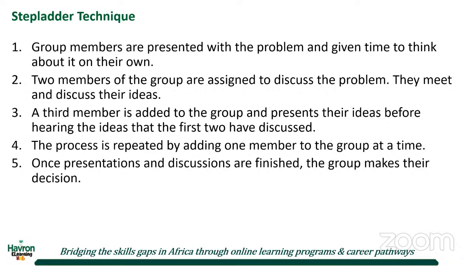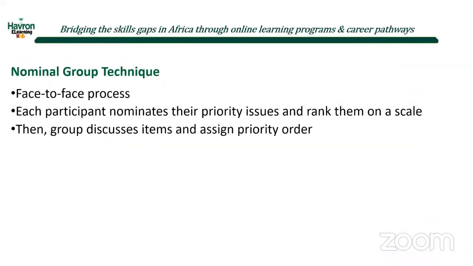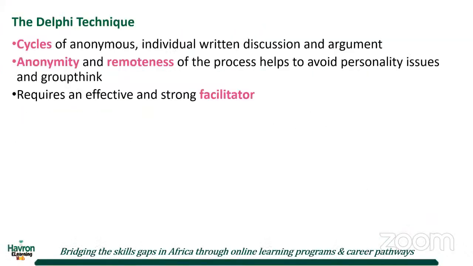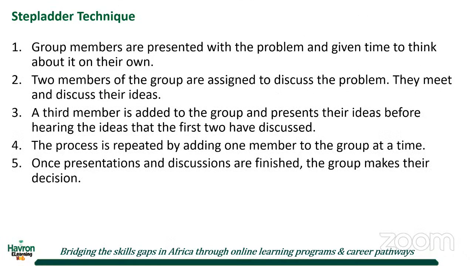It also avoids having some personalities overpower others, because with this technique all members of the group are equal. So people will not want to engage in this method if one person has an agenda and pushes it on others. This technique is very effective for smaller groups, so 4 to 7 members is encouraged. There are 5 steps for this technique. Group members are presented with the problem. 2 members of the group are assigned. A third member is added to the group. Then the process is repeated by adding 1 member. Once presentation and discussion are finished, the group makes their final decision.